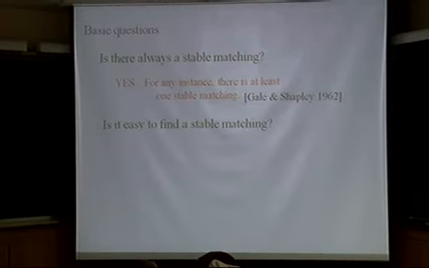And then, from the computer science point of view, is it found easily, efficiently? And this is also yes. The Gale-Shapley algorithm, which I will show soon, can find it in order n square time. Again, n is the number of men and the number of women. So this is a linear time algorithm because the length of the preference list is n square.